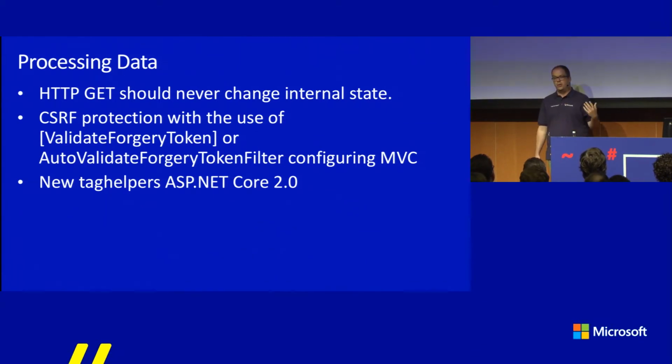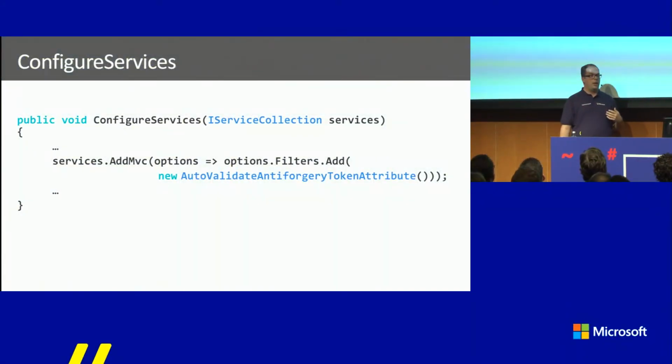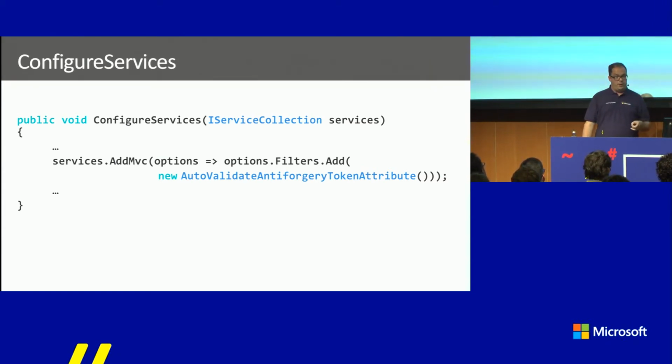If you know that you're going to use this in this way, why not put that filter in your template by default, and then make sure that within the configure services of the startup, the auto-validate forgery token attribute, which is a pretty long word if you try to say it quick, is pushed in by default. This will help you out.